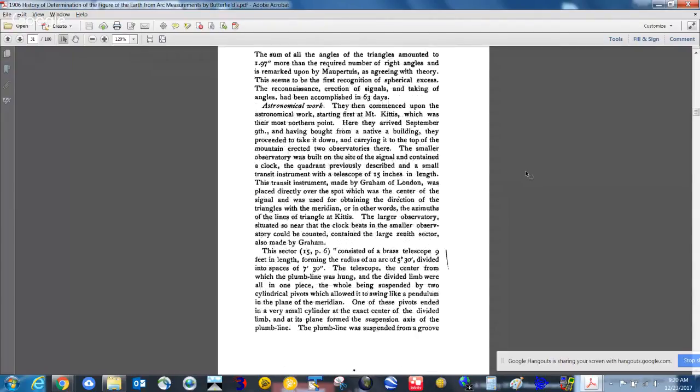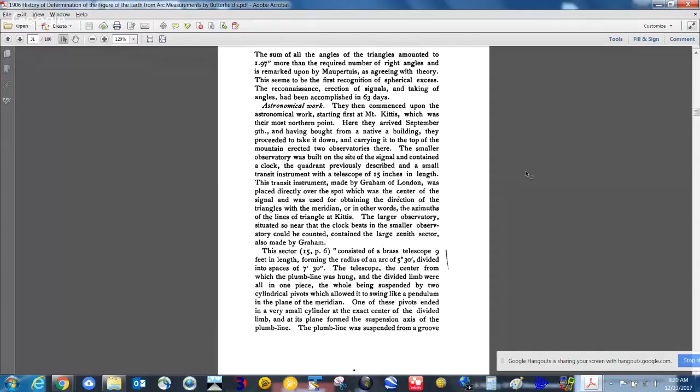The astronomical work. Starting first at Mount Kittis, which, you know, this would be where I would probably look up where Mount Kittis is, but I thought I'd have a lot of research to do, but it seems that the UNESCO has done it for me. So I'm going to maybe take a look at that paper and then interleave these with the PowerPoint. That would be cool. Or I guess I could just read that UNESCO paper.